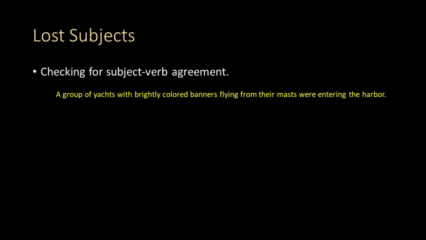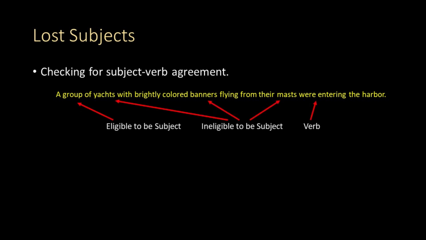Here's the sentence. A group of yachts with brightly colored banners flying from their masts were entering the harbor. First, identify the verb. It's were entering. Then work backward, eliminating one by one the nouns that aren't eligible to be the subject of the sentence. And when you find the noun that can be the subject, make sure the verb agrees with it.